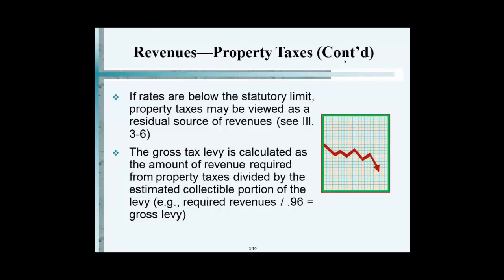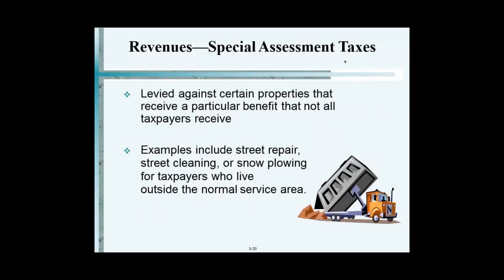Okay. So make a note of that. Know how to calculate the gross tax levy. And I'll go through these quickly. You can read about this. It doesn't happen too much here in New Jersey. Special assessment taxes are levied against property owners that receive a particular benefit that's not received by all of them. So let's say there were 5 homes, and in front of each one of them, the sidewalk was totally shot. And the town says, you know, you've got to fix this.